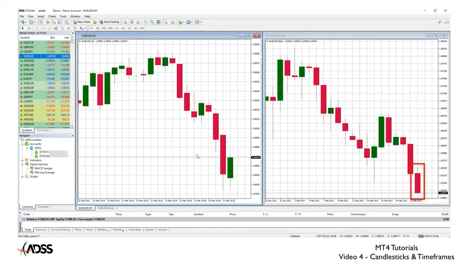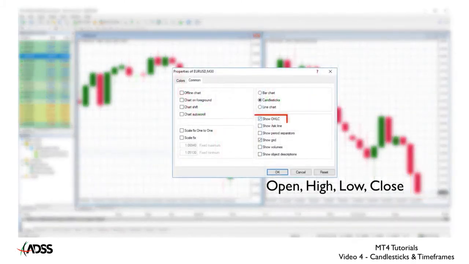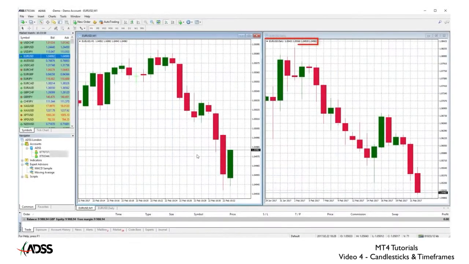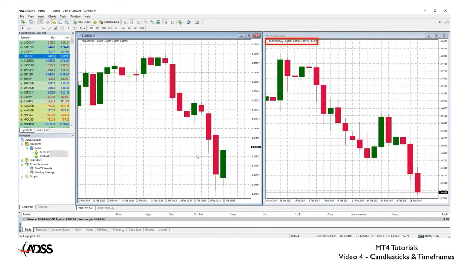Let's take a look at today's daily candle. You may remember that during our setup, I asked you to select Open, High, Low, Close in the chart properties. This is it here. These figures clearly state what today's candle is telling us.